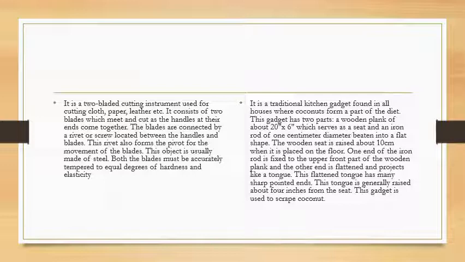We always say a pair of scissors. Similarly, we always say a pair of pants, a pair of trousers. You do not say scissor. It's always a pair of scissors. Next gadget. It is a traditional kitchen gadget found in all houses where coconuts form a part of the diet.